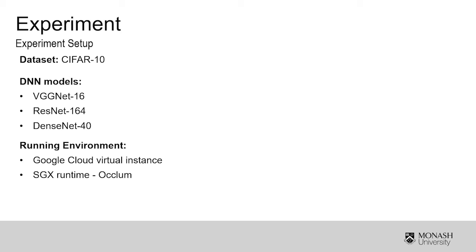To evaluate our work, we use the following experiment setting. We evaluate our work upon a certain dataset, which is a small dataset for identifying common objects containing 10 categories of color images. We use 3 well-known CNN models to evaluate our design, which are VGG16, ResNet 164, and DenseNet 40. We use the Google Cloud Virtual Instance as a platform to test our design.